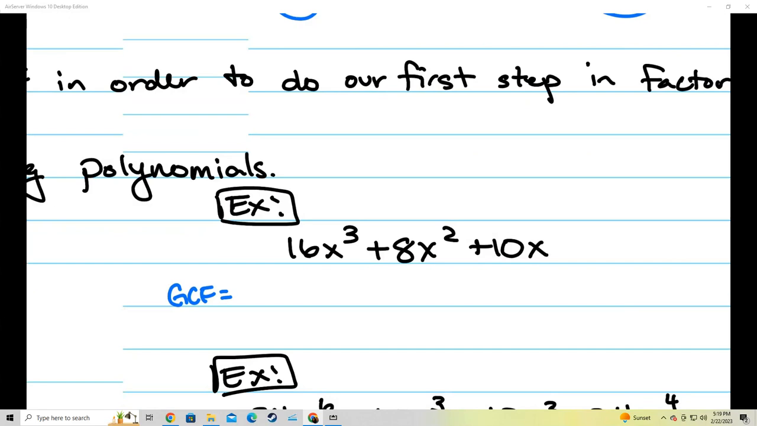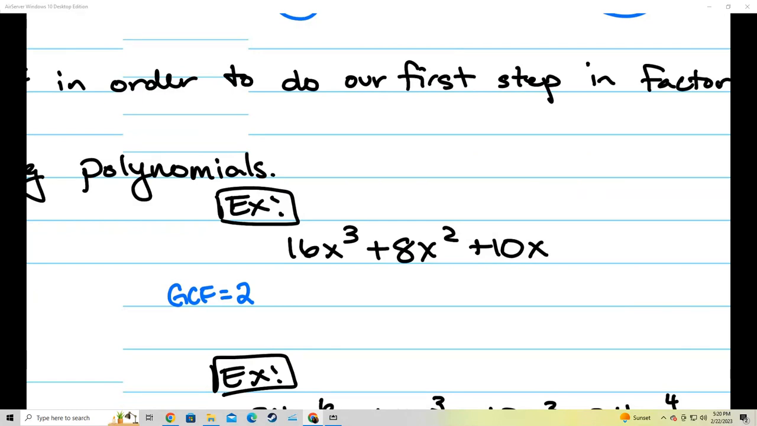All right, as far as the numbers are concerned, what's the biggest number that goes into 16, 8, and 10? It looks like 8 goes into 16, 8 goes into 8, but 8 does not go into 10, so I can't use the number 8. 4 goes into 16, 4 goes into 8, but 4 does not go into 10. In fact, the only numbers that go into 10 are 10, but that doesn't go into 16, 5, but that doesn't go into 16, and 2. 2 goes into 16, 2 goes into 8, and 2 goes into 10. So 2 is definitely part of my GCF.